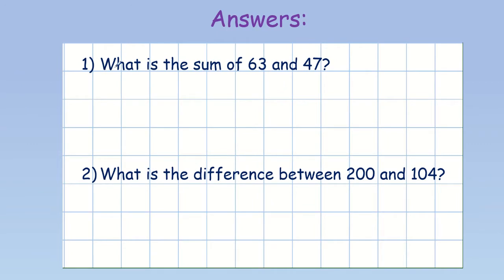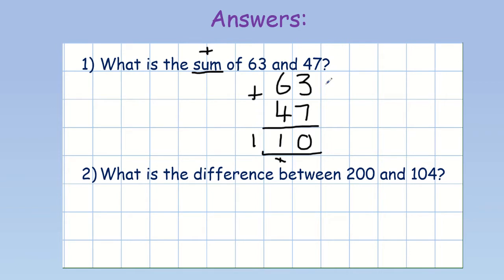So, question 1. What is the sum of 63 and 47? The sum is basically asking you the total. So you need to add these two numbers together. So 63 add 47. We have 3 add 7 gives us a number bond, 10. 6 add 4 is another number bond. Add the one you carried, makes it 11. So the sum of 63 and 47 is 110.